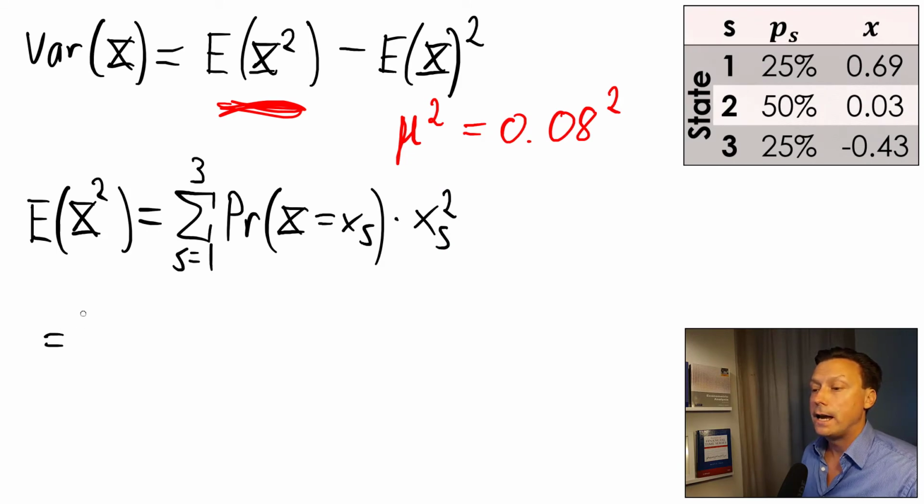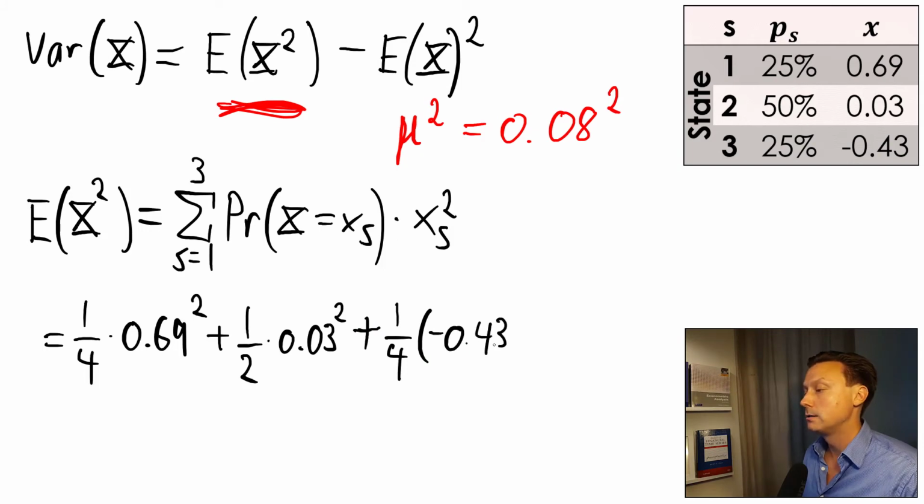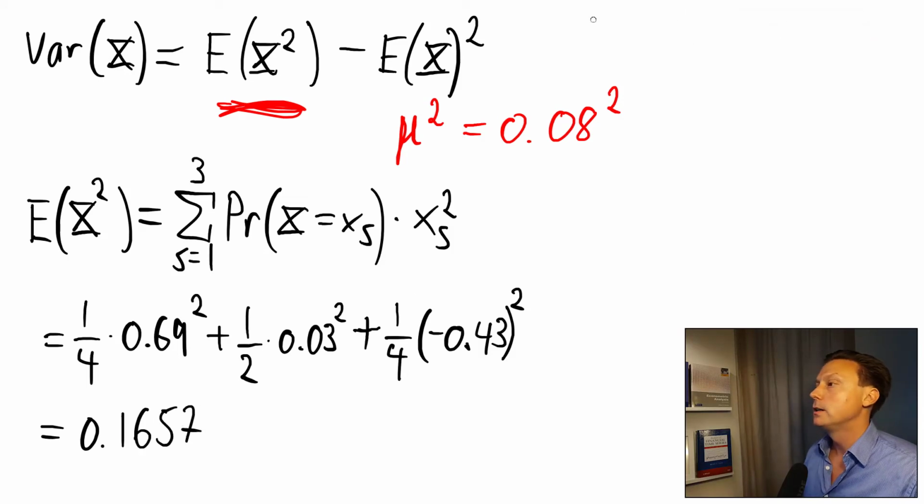The first state is going to happen 1/4 of the time, where we had a return of 69%. We just need to take it to the power of 2. We add the second outcome, where we had a 3% return. Just remember to take it to the power of 2 now. And finally, we need to add the last state, which happened 1/4 of the time. In this state, we're going to lose 43%. And once again, we just need to make sure that we take it to the power of 2. If we put this into our calculator, we get that this is equal to 0.1657.